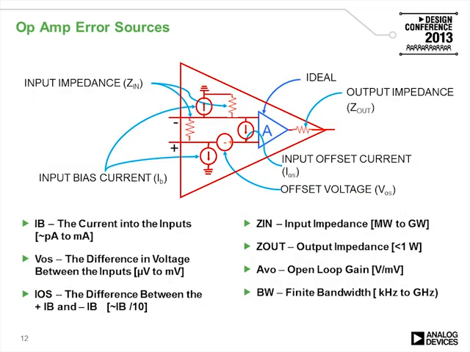The op-amp error sources are listed in this slide. There's input impedance, input bias current, there's an output impedance, an offset current, and an offset voltage. These are just the most important ones, but will help us in explaining some of the sources that make an amplifier non-ideal.